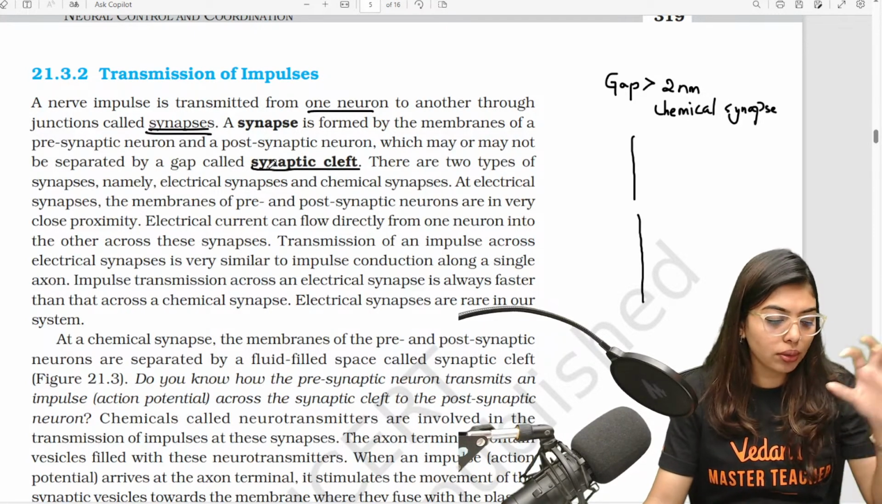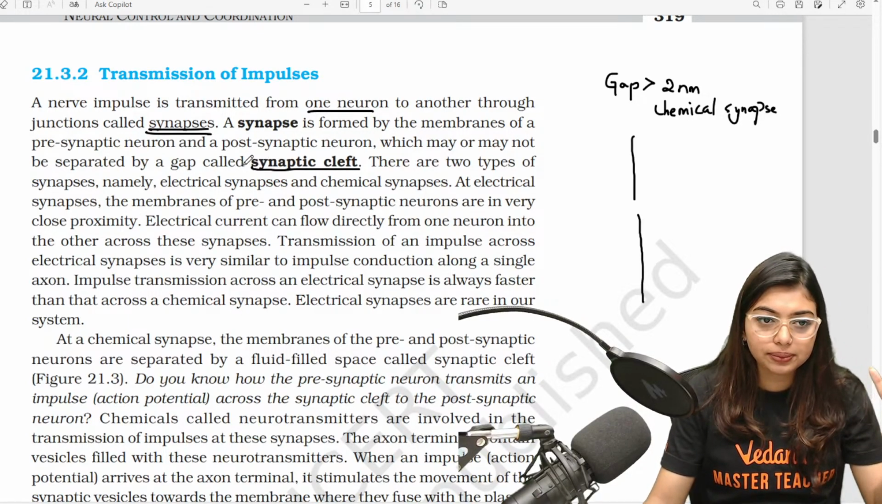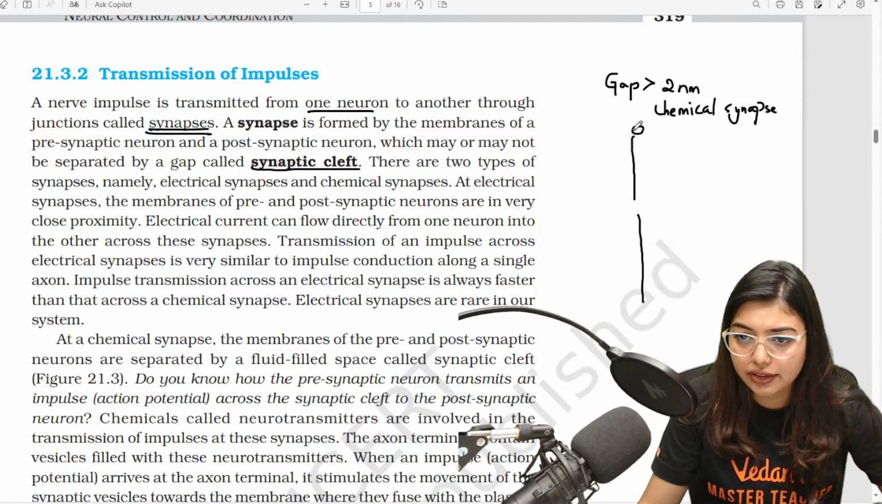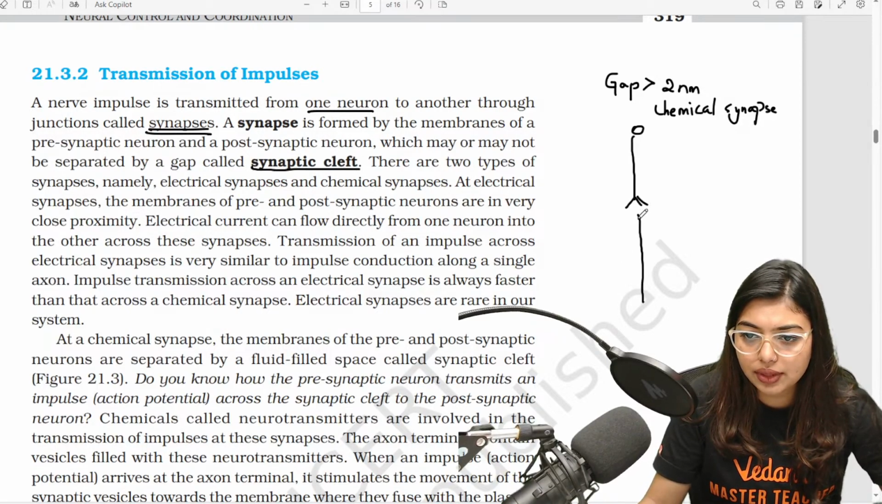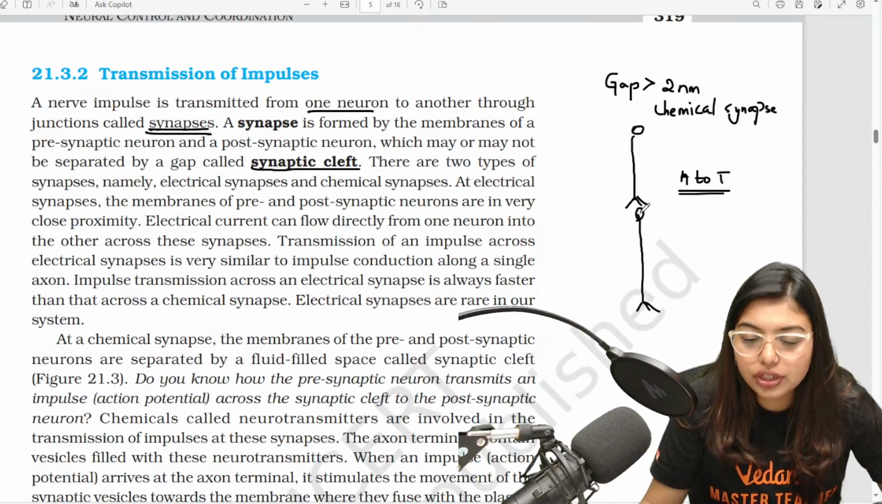Okay, so two neurons are there. Now let's say this is a neuron, this is the dendrite, this is the axon. Same way here, this is the dendrite, this is an axon. So it is a head to tail connection, always head to tail connection. So this dendrite is going to connect to this head.